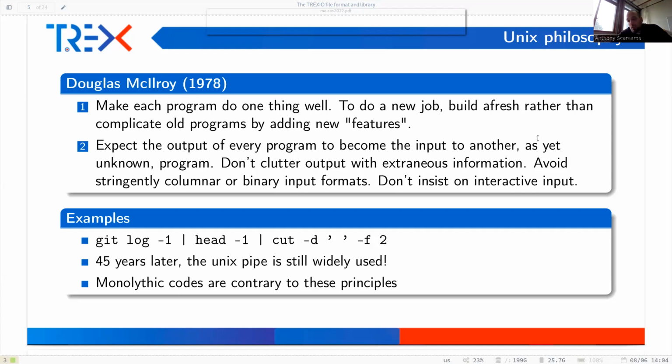This is an indication that this way of building programs is probably something which will last for a long time. When we look at the big monolithic codes we're used to in the community, like for example Gaussian, they add more and more features, but they are completely closed. It's very hard to use only a little module of the program: either you use everything or you use nothing. So it's completely contrary to these principles that have a very long lifetime.